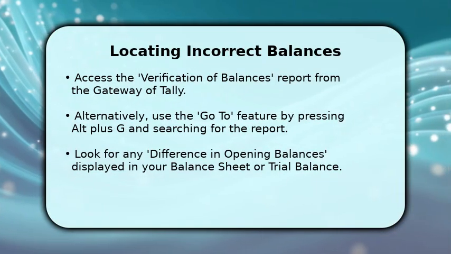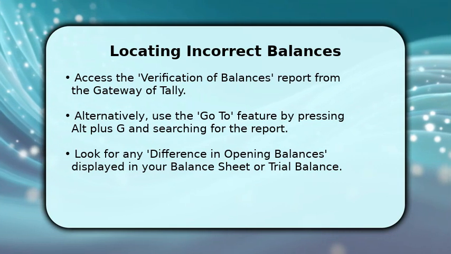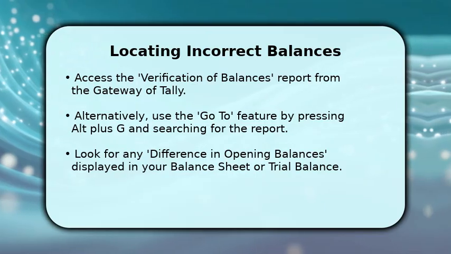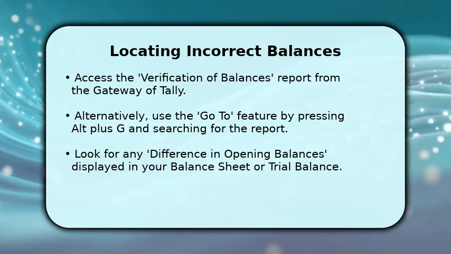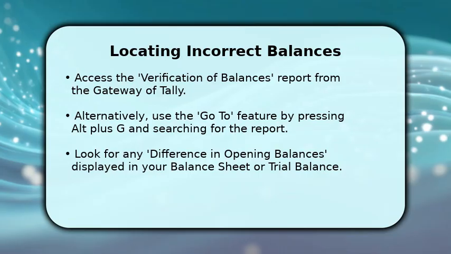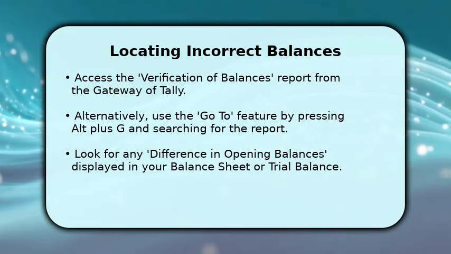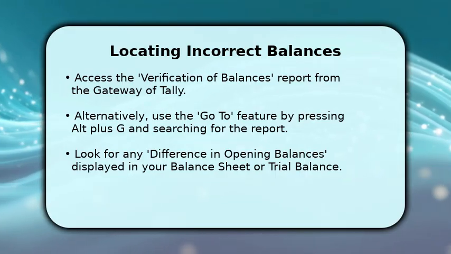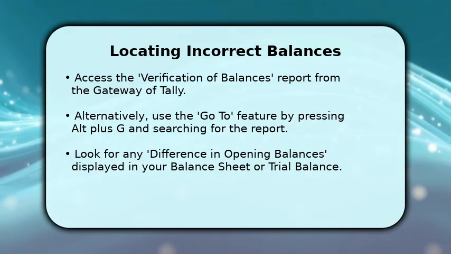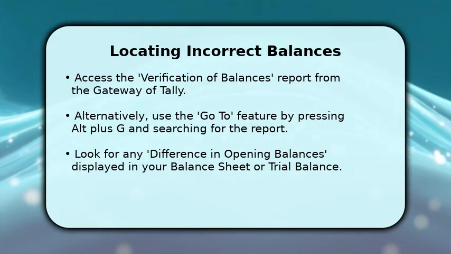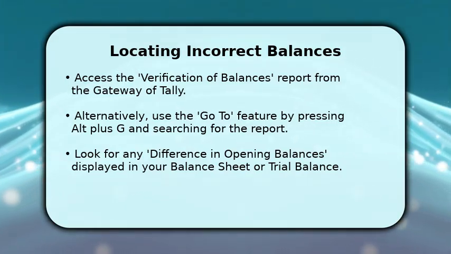First, let's find where the discrepancies lie. From the gateway of Tally, navigate to Display More Reports, then Analysis and Verification, and finally Verification of Balances. You can also quickly access this by pressing Alt+G and typing Verification of Balances. This report will highlight any differences. Additionally, check your balance sheet or trial balance for a difference in opening balances entry, which should ideally be 0.